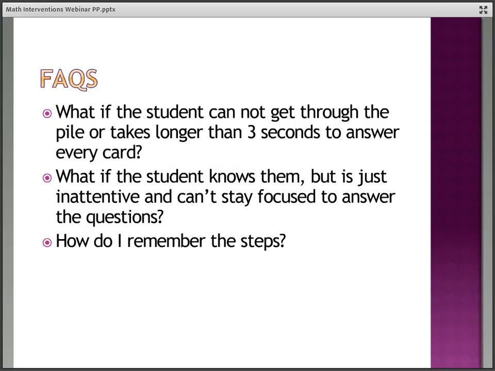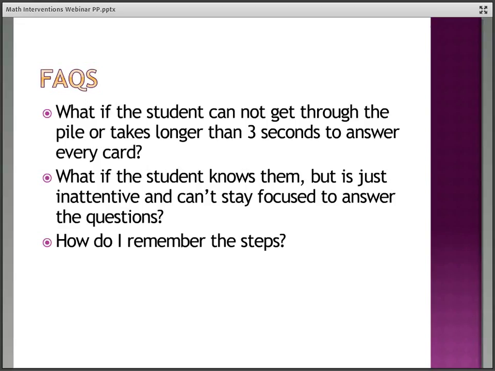What if they're a student who's inattentive and they just don't seem to be focused? Well, you might need to add some kind of incentive, like beating the clock if you set a timer, and they need to get through the pile in a certain amount of time to kind of keep them focused.